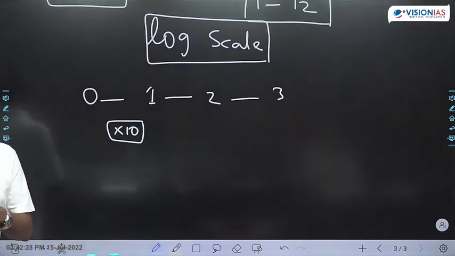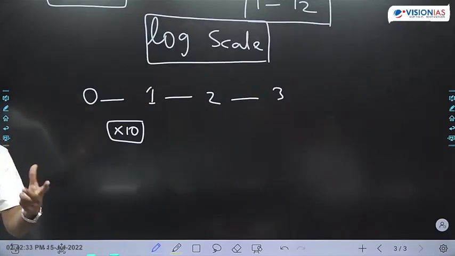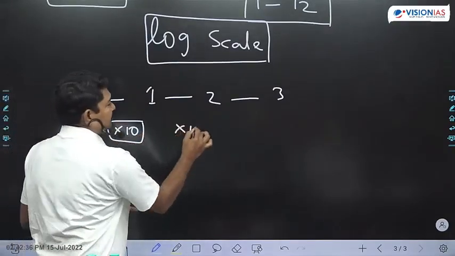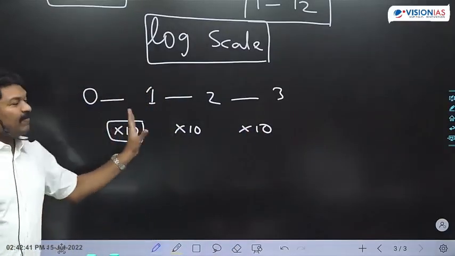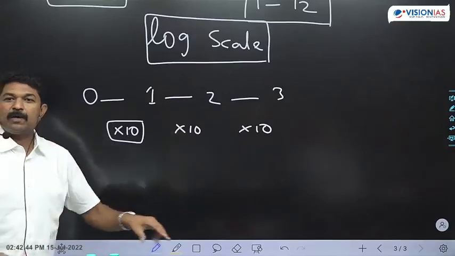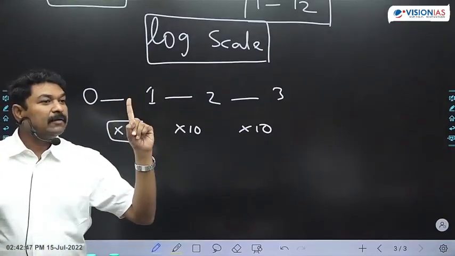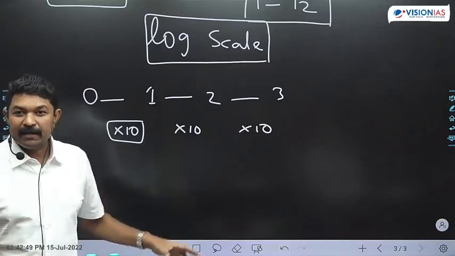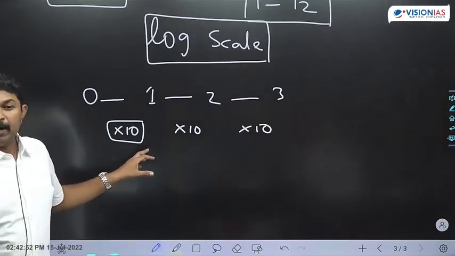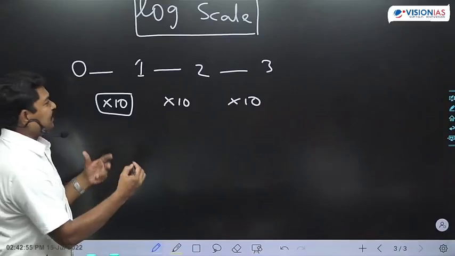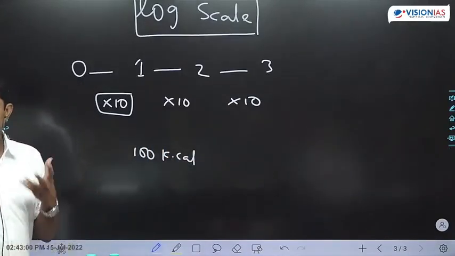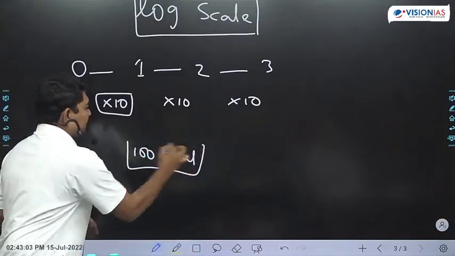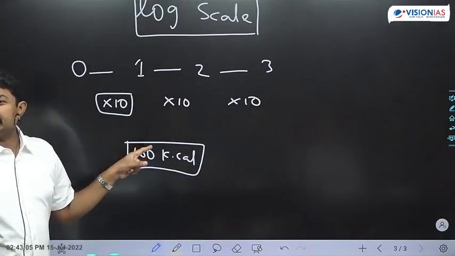Got the point? Any change in the whole number means you need to multiply the energy by 10 times. Whenever you are shifting from one whole number to another, how much energy is multiplied? 10 times. Imagine a magnitude of 1. Maybe the energy released is 100 kilocalories, just for our understanding. If the magnitude is 1, the energy is just 100 kilocalories.